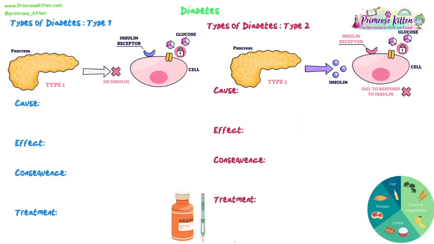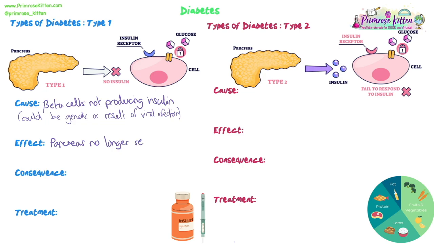So there are two types of diabetes. We need to know both, and we need to be able to explain the differences between them. So the cause of type 1 diabetes is that the beta cells do not produce insulin anymore. And this can be as a result of a genetic problem, so you can be born with it, or it can happen to you sometimes when you're quite young or even later in life.